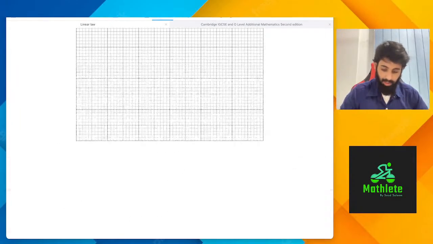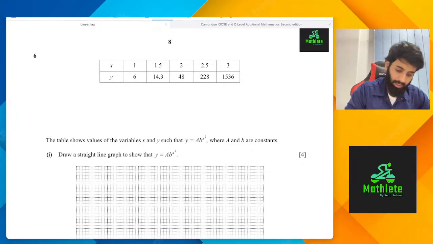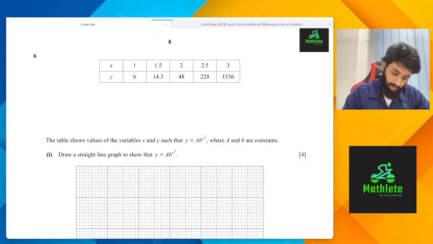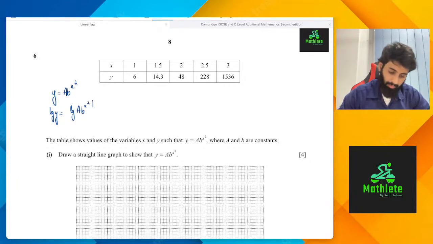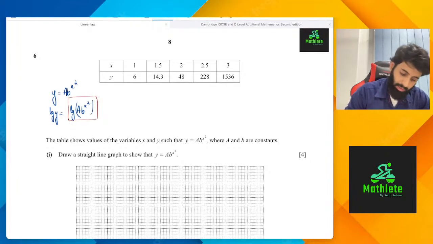You have to decide कि आपने किसके against क्या plot करना है. ठीक है, अब ये आप कैसे decide करेंगे? पहले आप दोनों sides पे LG लगाएंगे. Okay, so what you have is y is equal to a b to the power x square. Now you'll have LG on both sides. Okay, once you have LG on both sides, तो हो जाएगा आपका LG of a b to the power x square. Okay, then you're gonna split open this using product law.